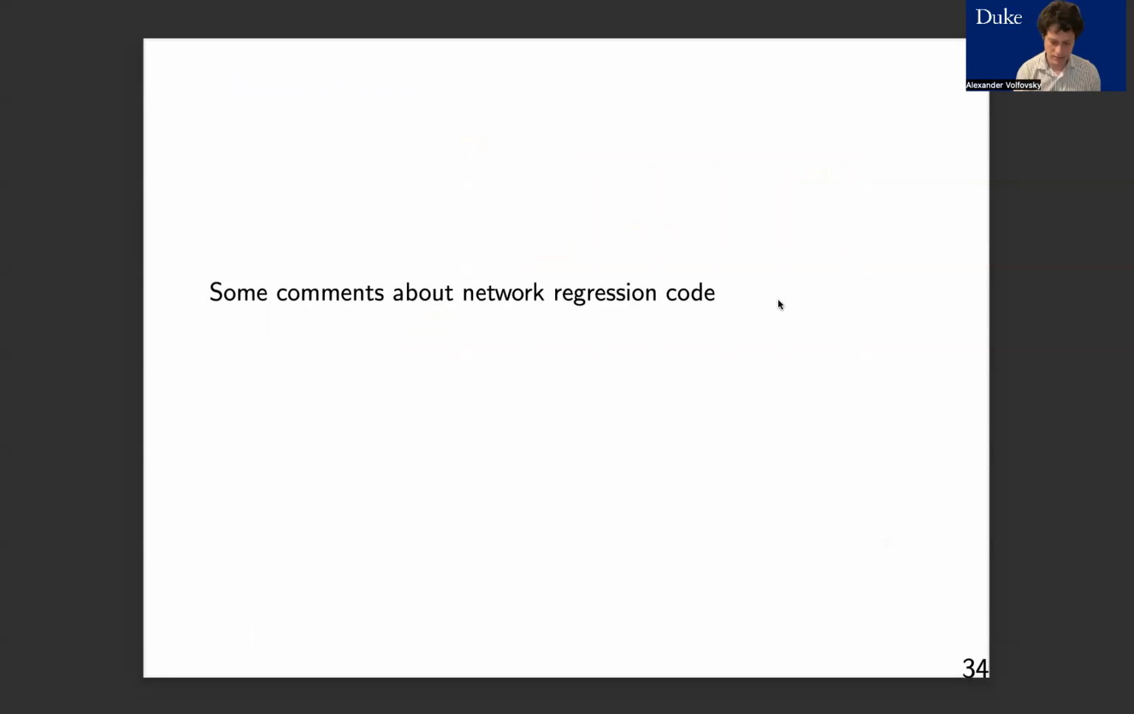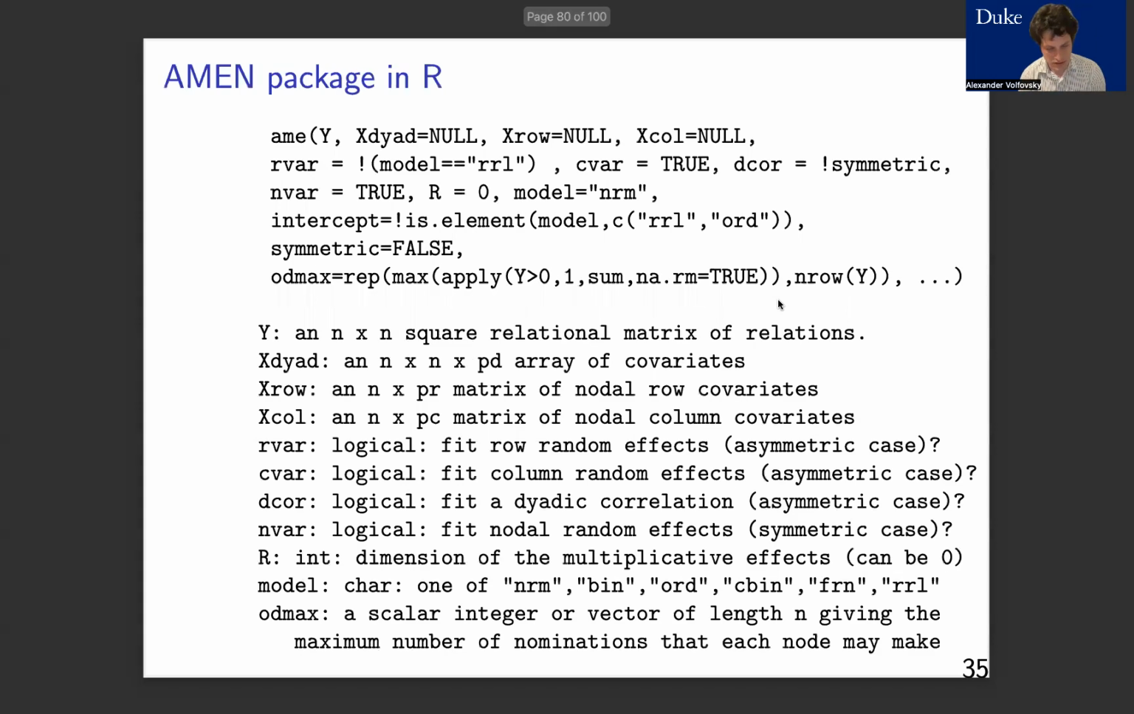What I have below is just a few slides that describe the code necessary for running the network regression problem. Probably the most full-fledged code that is available as a package on CRAN is the AMEN package. It has this one function, AME, that takes in all of your data and is able to perform this MCMC on pretty much any computer fairly quickly.